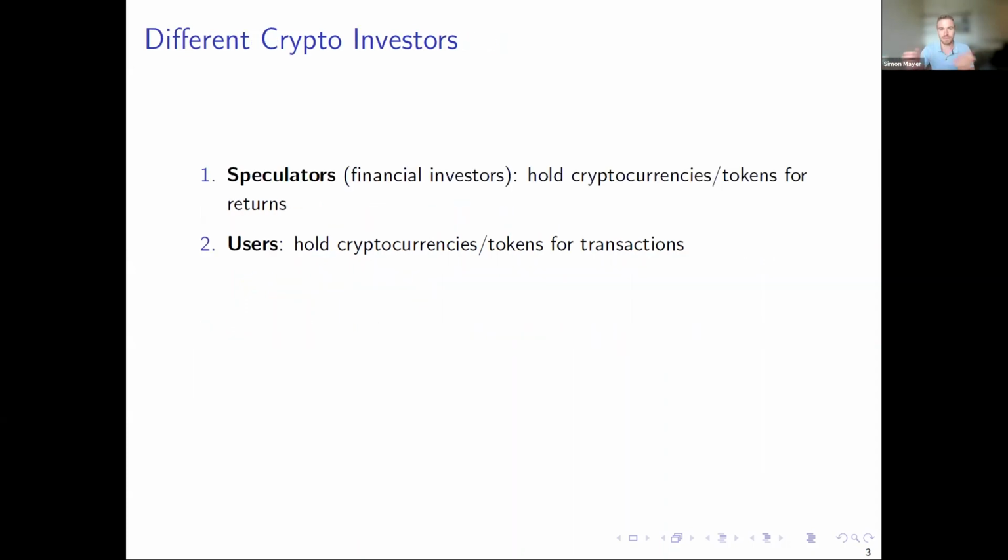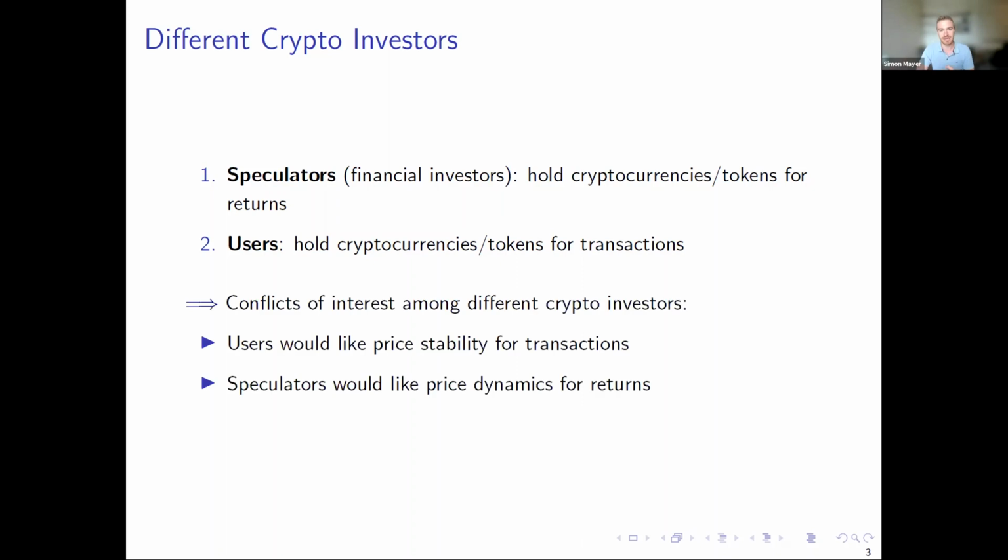Therefore, there are two types of holders of these cryptocurrencies and tokens. On the one hand, you have speculators, or more broadly, financial investors who hold cryptocurrencies or tokens for returns or as a store of value. On the other hand, you have the users of cryptocurrencies who acquire cryptocurrencies for transactions. Naturally, this leads to some tension or some conflicts of interest between these two natural holder groups. For instance, users would like to have price stability, which facilitates transactions. However, speculators would like to have some price dynamics, which allow them to earn trading returns or investment returns.